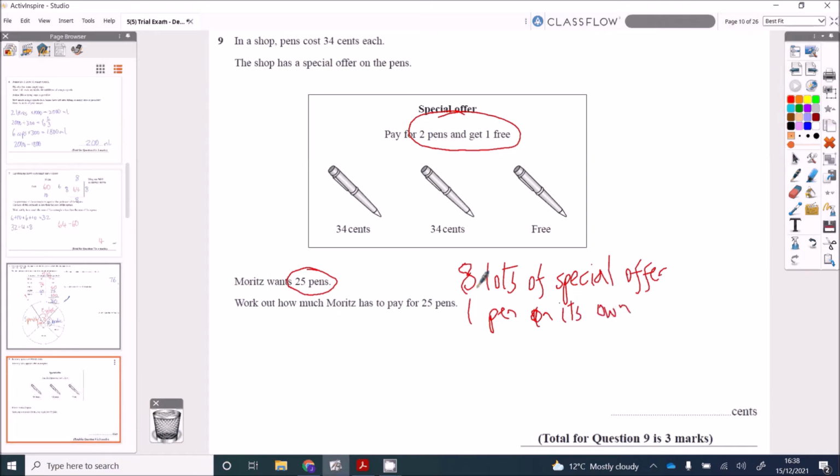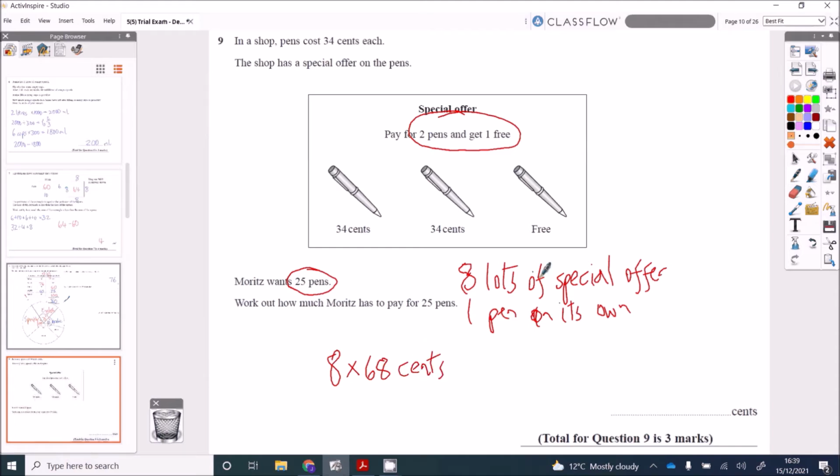Okay, so 8 lots of the special offer will give me 8 times 3, which is 24 pens. 24 add 1 is 25 pens. So that's basically the number of pens. Now, how much am I having to pay for 8 lots of the special offer? Well, each special offer, I'm actually only having to pay for 2 pens. Okay, so I'm having to pay 34 cents and 34 cents. So each special offer, I'm only having to pay 68 cents. So it's 8 lots of the 68 cents.